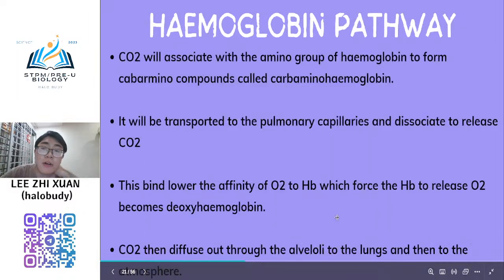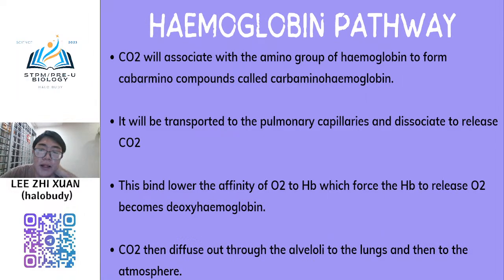Firstly I will explain the hemoglobin pathway. The hemoglobin pathway is very simple. Once the carbon dioxide enters the erythrocyte, it will directly associate with the amino group of the hemoglobin to form a carbonyl compound called carbaminohemoglobin, just like that.